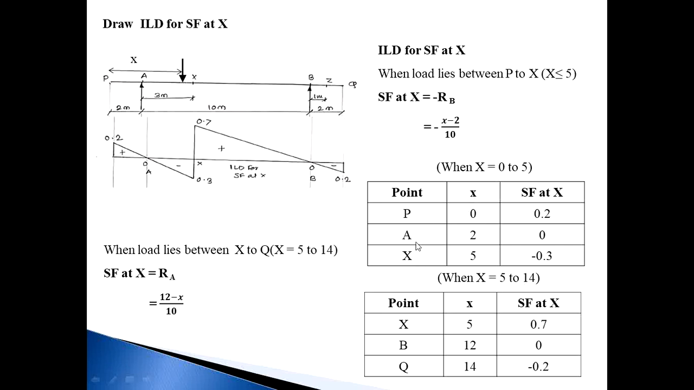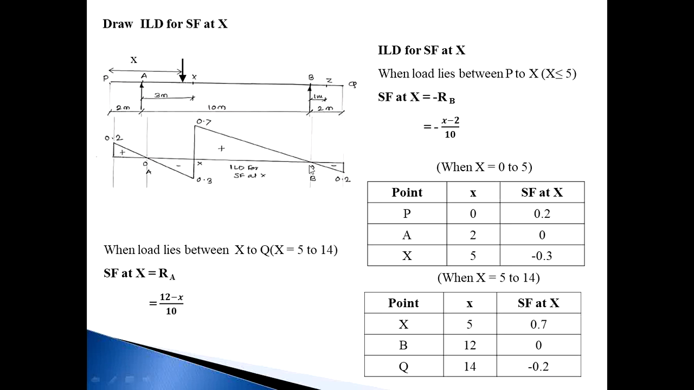Considering all of these values at P, A, X, B, Q, plot them. At point P, 0.2 positive, plot on the upside. At point A, 0, remain on the baseline. At point X, minus 0.3, so plot on the bottom of this baseline. At point X, 0.7, plot on the upside of this baseline. At point B, 0, once again it lies on the baseline.